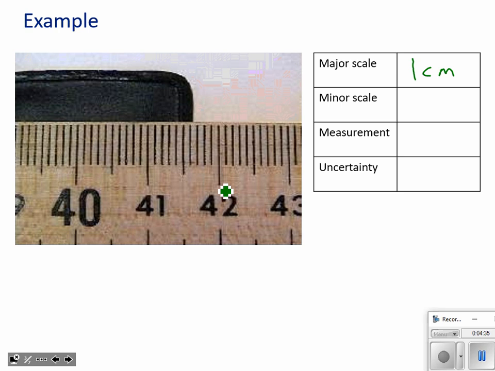All right, there are 10. So, if I know that 1 centimeter is my major, and I've got 10 increments in between, 1 divided by 10 is 1/10. So my minor scale is 0.1 centimeters or 1/10.